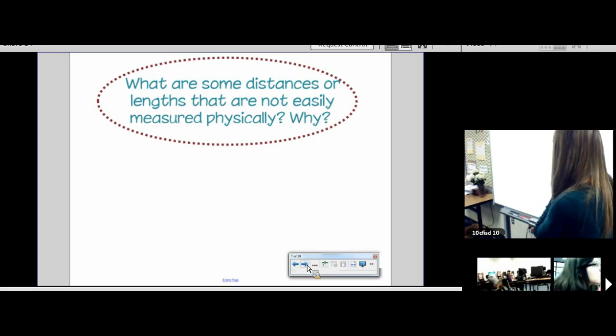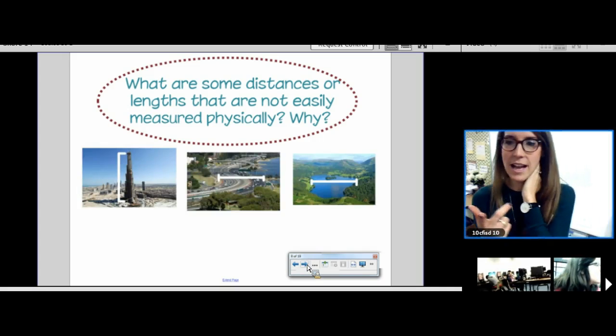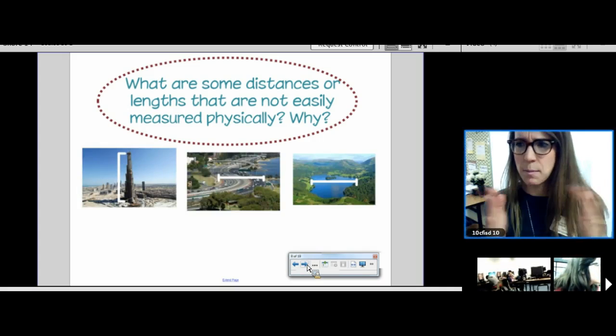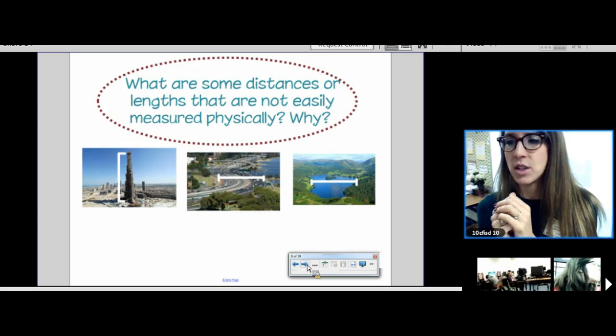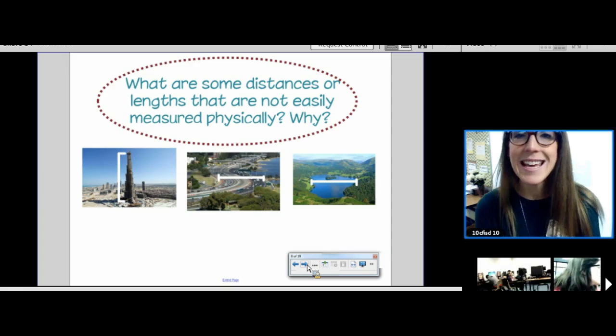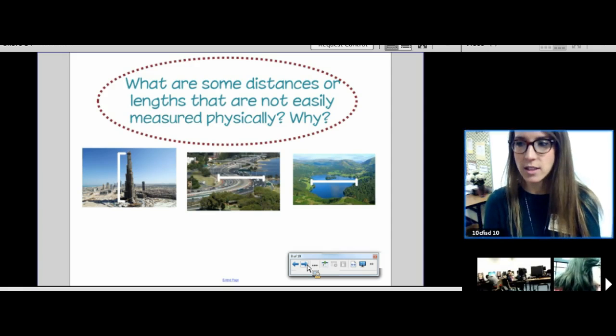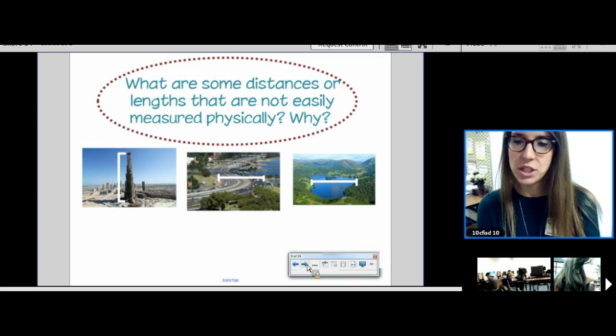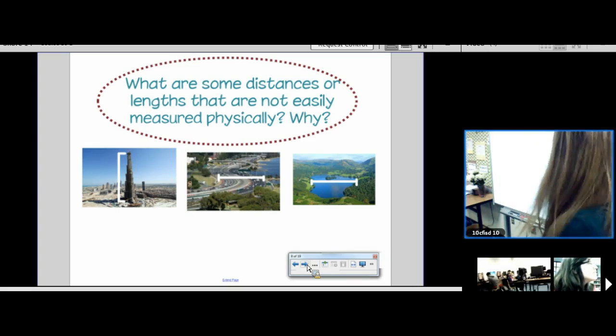Here are some of my suggestions. You got my skyscraper one, the distance across a busy highway, the distance across bodies of water. Those are all things that we would want to measure indirectly, not directly. And so we'll just use similar triangles to help us find those distances.